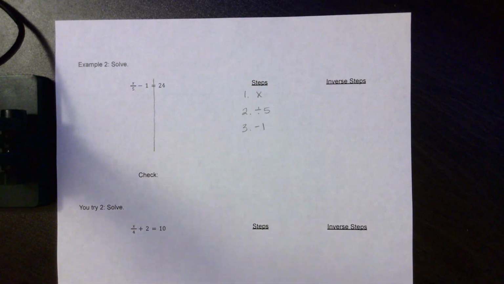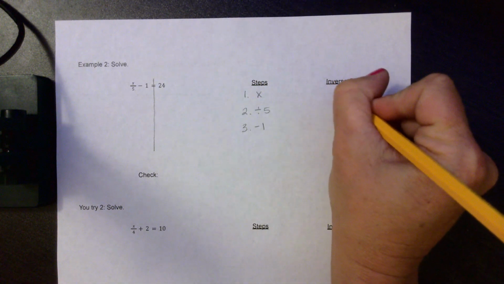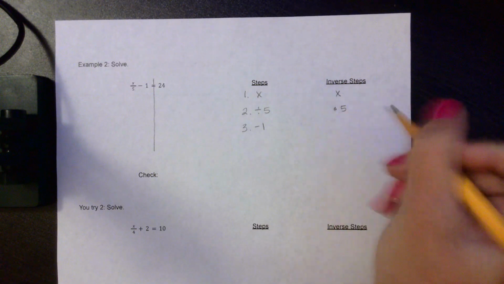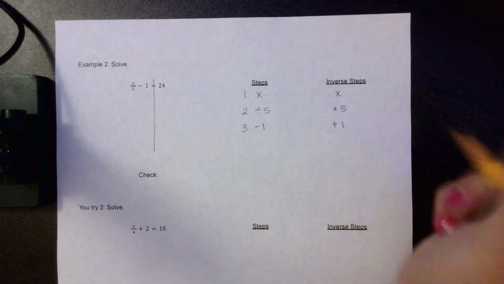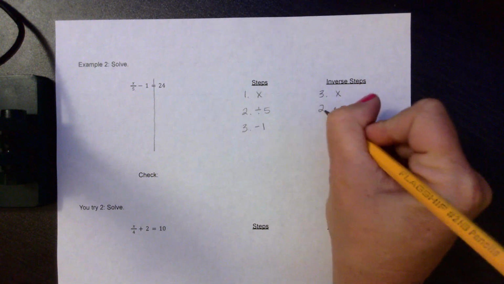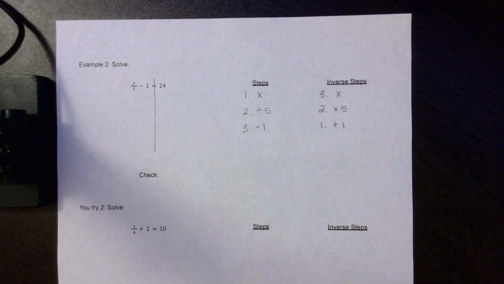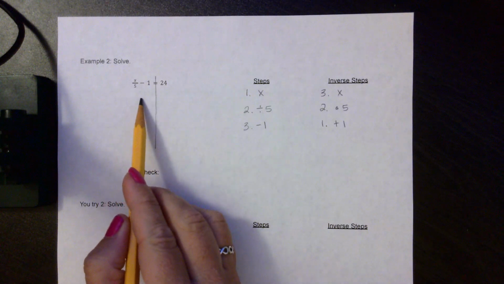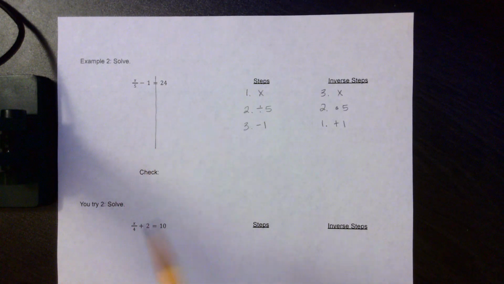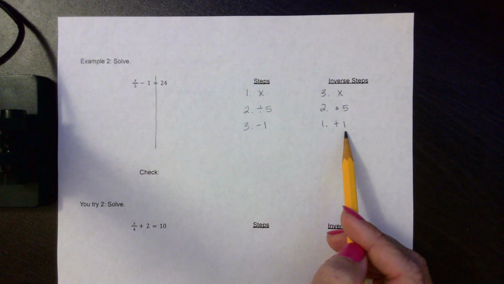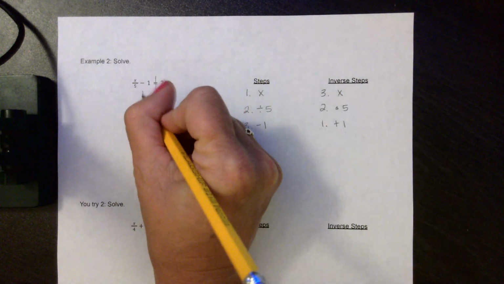For our inverse steps, we want to end with x, we want to multiply by 5, and we want to add 1, and we need to remember to reverse our order. 3, 2, 1. So, we also need to remember whatever we do to one side of the equation, we also have to do the other side of the equation. So first thing that we do is add 1 to both sides.